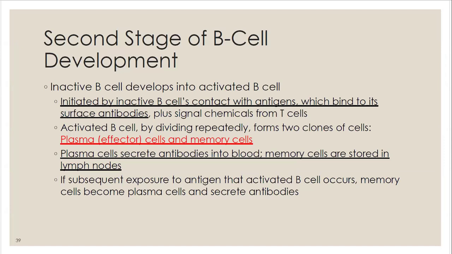Your memory cells remain stored in the lymph nodes and ready to respond rapidly if the same antigen is encountered again. Then, when you have your secondary exposure to the same antigen, the memory B cells differentiate into plasma cells and produce antibodies more efficiently and effectively. This process ensures a strong, specific, and lasting immune response, and this is the basis for long-term immunity by vaccines and natural infections.